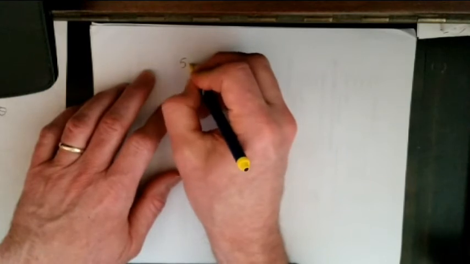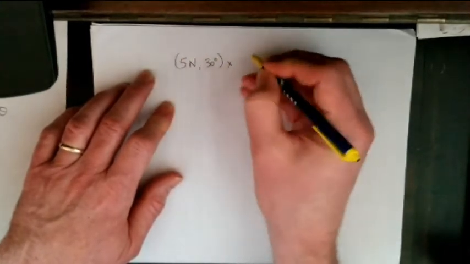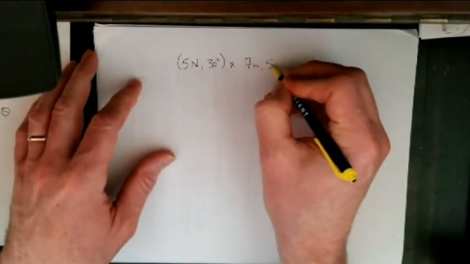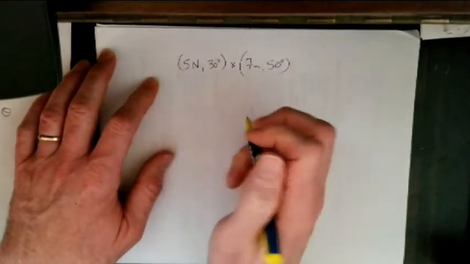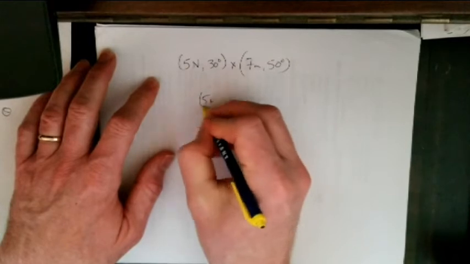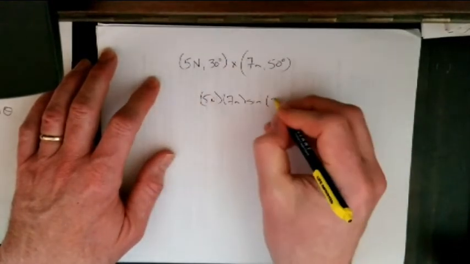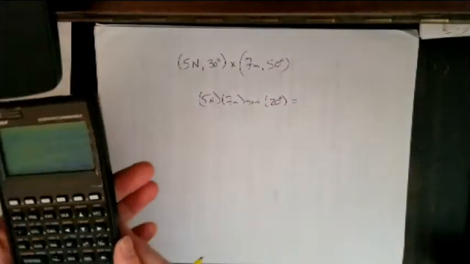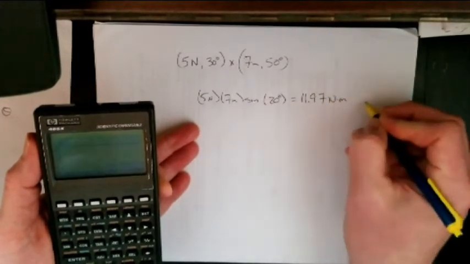Now, just a quick example. If I have 5 newtons at a 30-degree angle, and I do a cross with 7 meters at a 50-degree angle, then I multiply the magnitudes, so it'd be 5 newtons times 7 meters times the sine of the difference in the angles, which is 20 degrees. This will give me the magnitude of this cross product. 11.97 Newton meters is the magnitude.